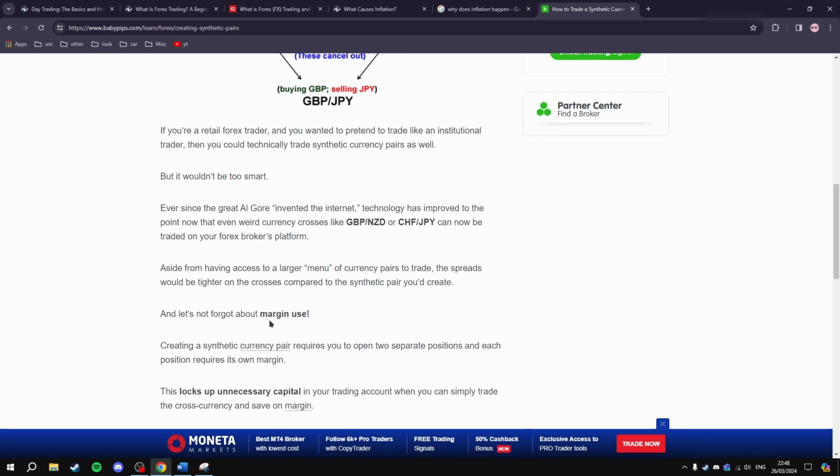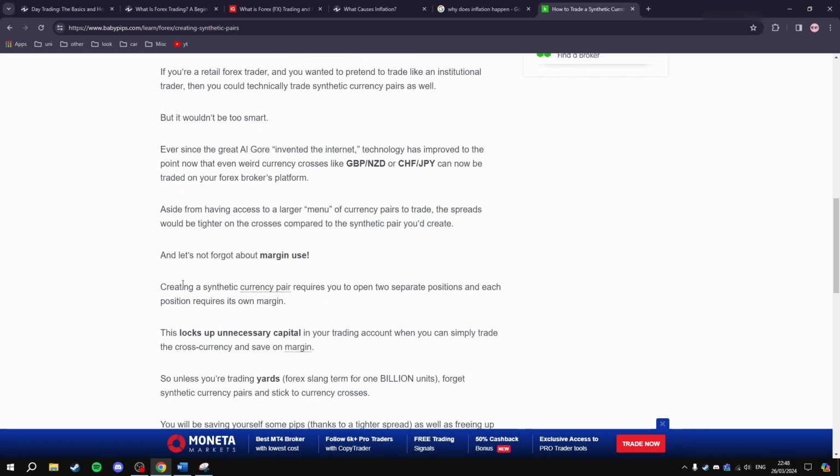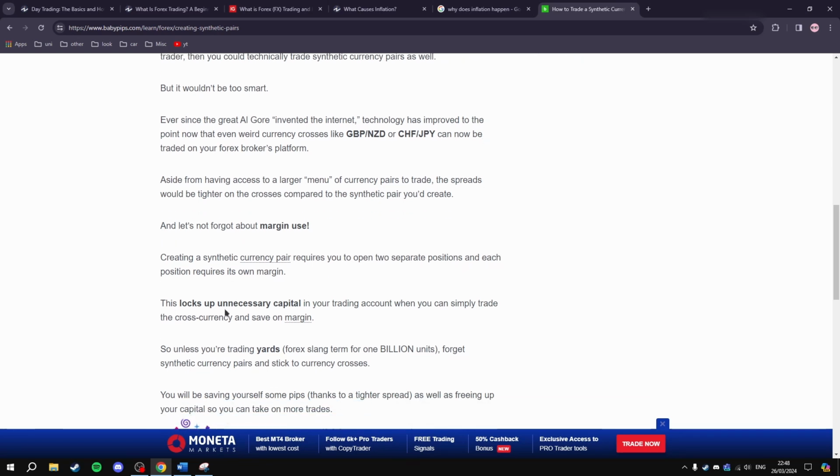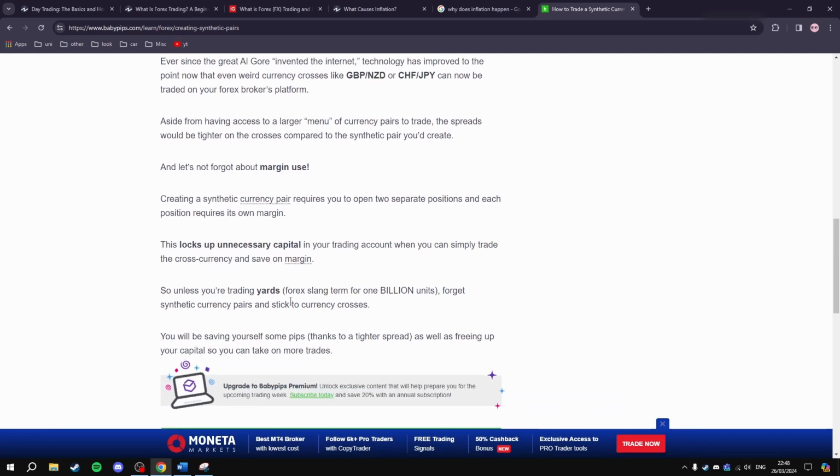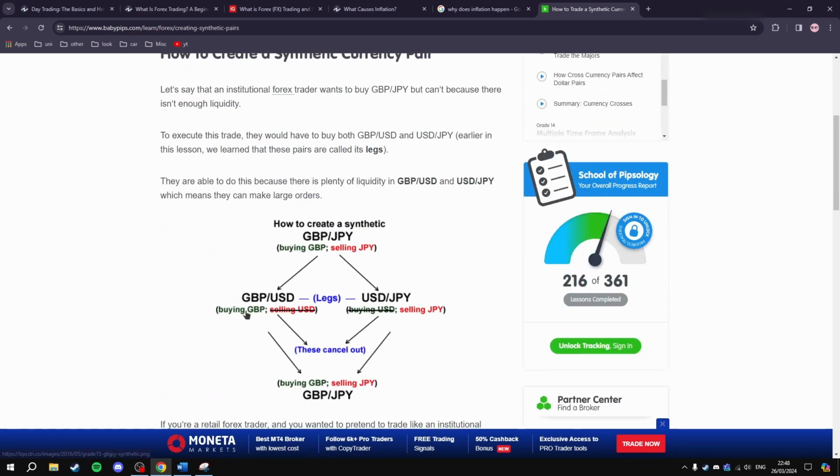And let's not forget about margin use. Creating a synthetic currency pair requires you to open two separate positions, and each position requires its own margin. This locks up unnecessary capital in your trading account when you could simply trade the cross currency and save on margin. So unless you're trading yards, forex slang term for 1 billion units, forget synthetic currency pairs and stick to currency crosses. You'll be saving yourself some pips thanks to a tighter spread, as well as freeing up your capital so you can take on more trades.